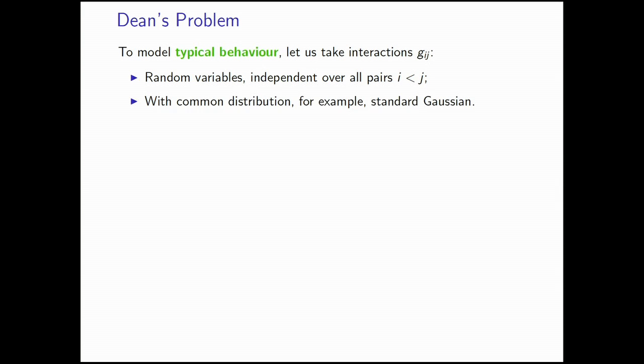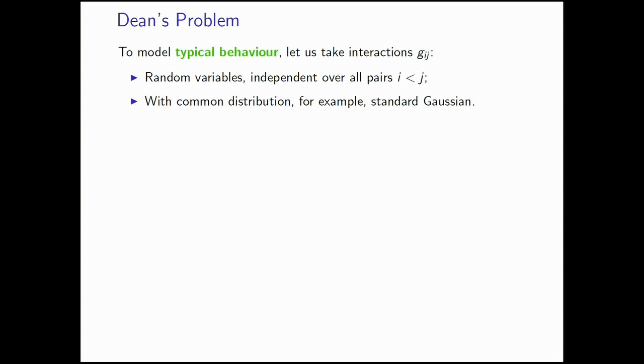Okay? So a typical situation will be modeled just by taking these parameters J_ij as random variables. You generate them using random variables in a very symmetric way, actually. In this case, you just take them all to be independent for each pair, right? And you also take all of them from the same distribution. For example, the most convenient choice is the standard Gaussian distribution.